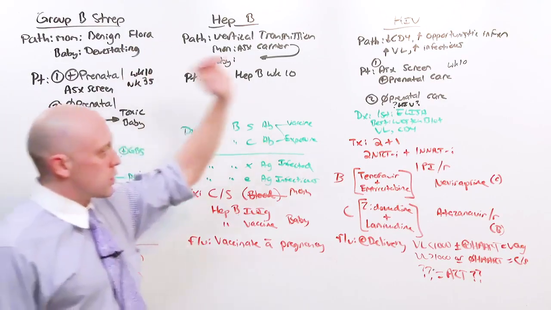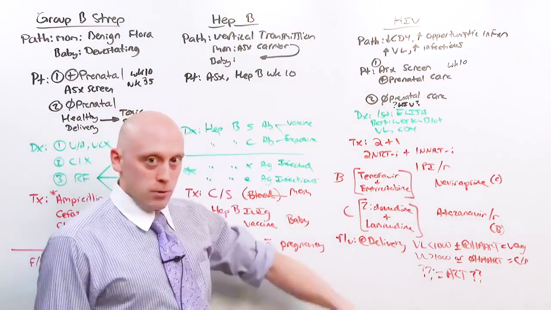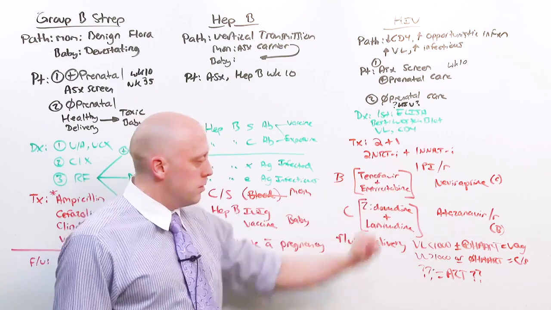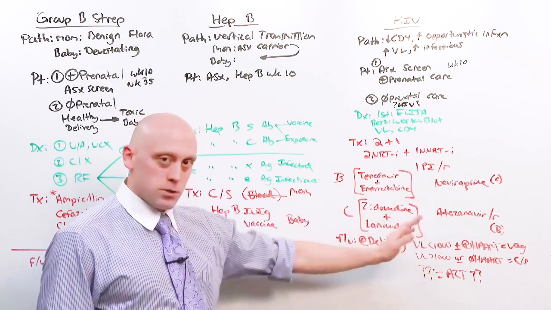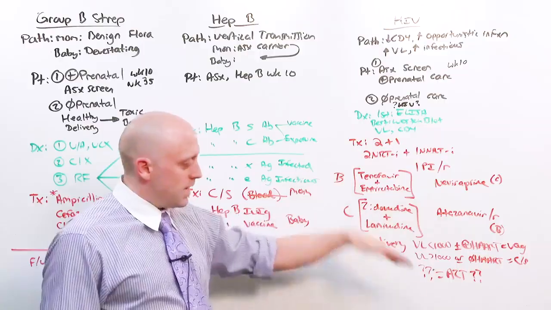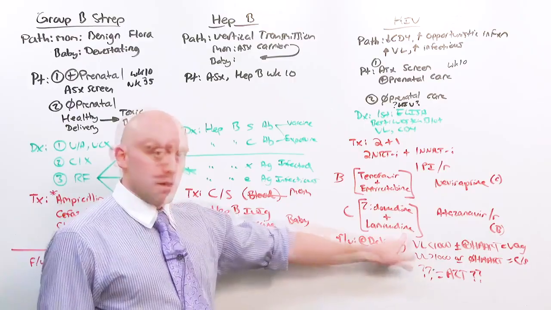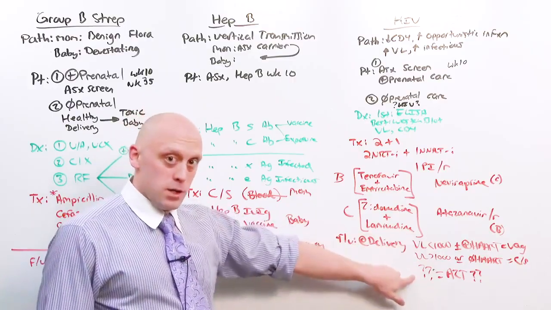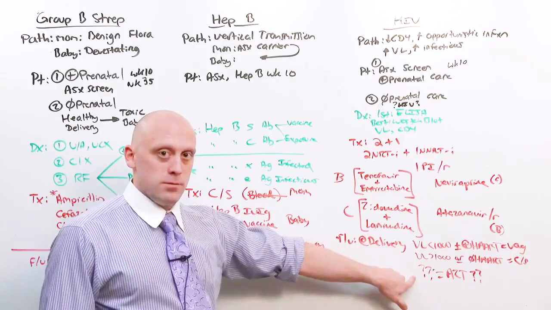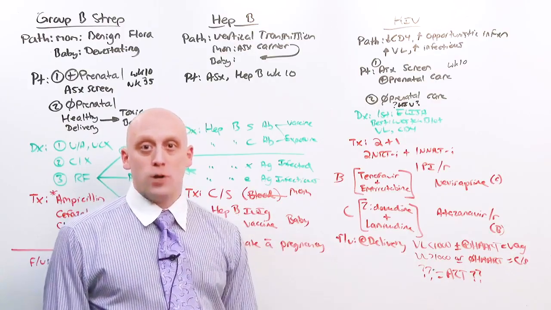HIV, screen early, get the viral load down. 2+1. Decide between vaginal delivery, C-section, and AZT at the time of delivery based on the viral load, presence of HAART, and whether you know or not she has HIV. This is the first half of prenatal infections.